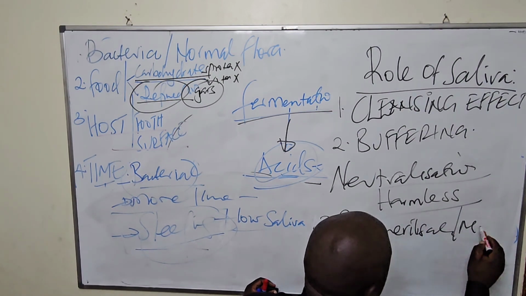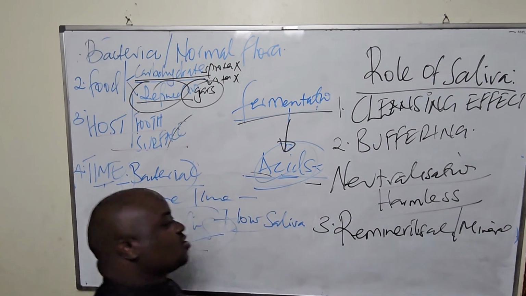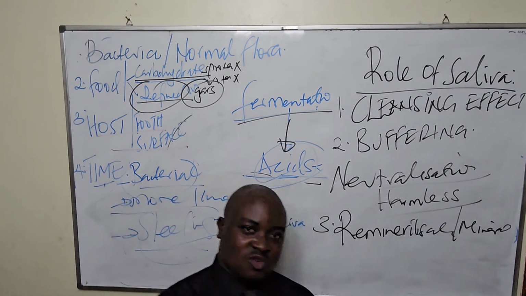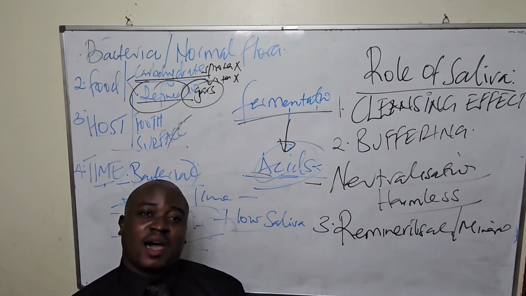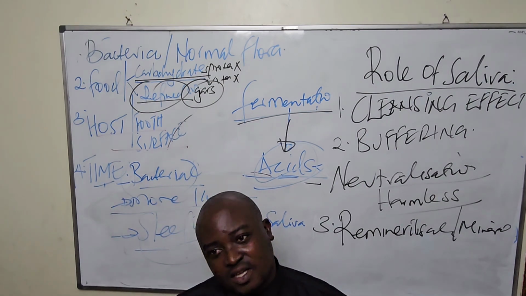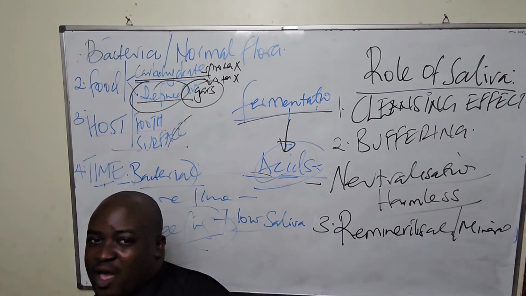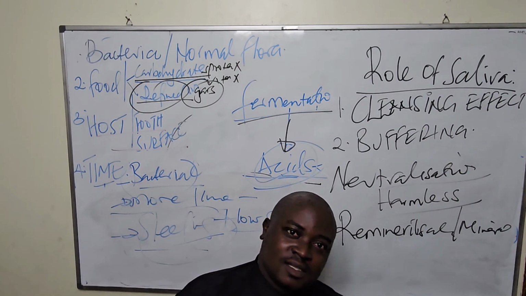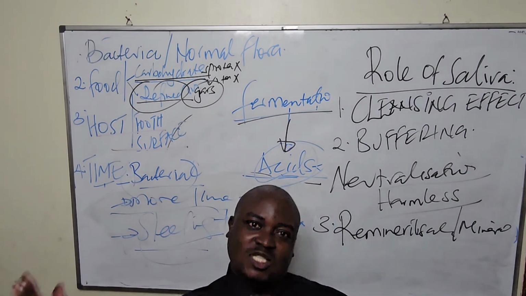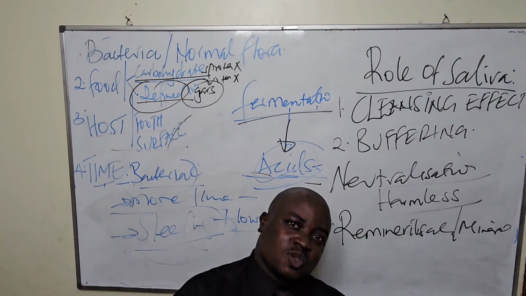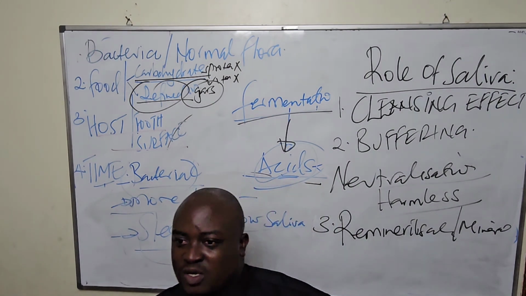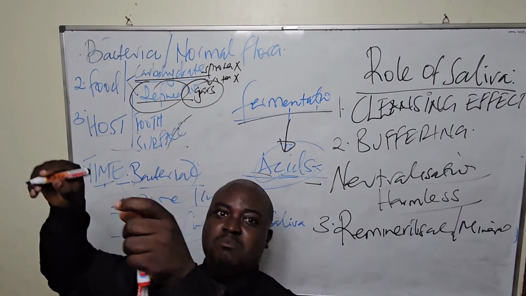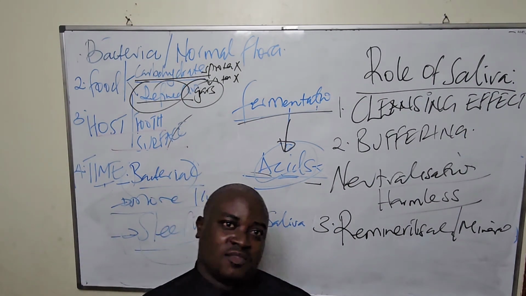Another one, we talked about the function of saliva being what you call remineralization and mineralization. We talked about the components of saliva. Saliva is made up of organic and inorganic components, and among the inorganic we have the minerals, for example fluoride. We shall always have remineralization. The acids are formed, but we also have saliva which is adding itself on the tooth. So we shall have both mineralization and demineralization. But once demineralization becomes more than mineralization, we shall have cavities.